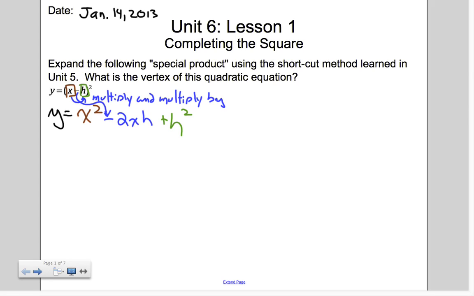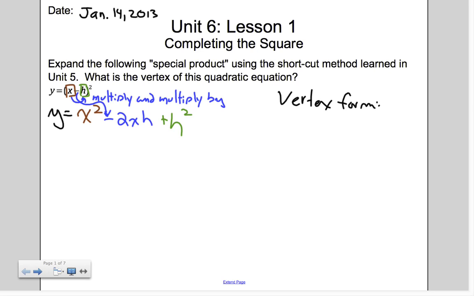What's the vertex of this quadratic? Sabrina? h comma 0. How'd you get that? Because the h represents the x-coordinate of the vertex, and it's not there. Okay, so which form were you looking at basically? The vertex form. Do you guys remember the vertex form? When we did the whole marble falling off the track, we started off with vertex form because we knew what the vertex was.